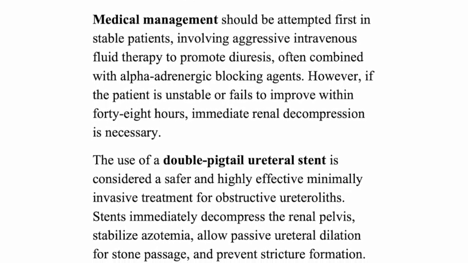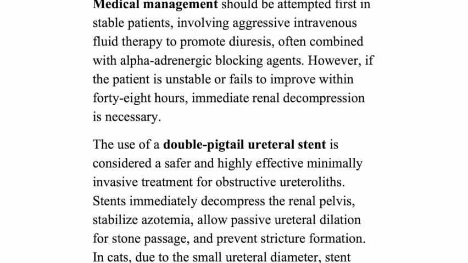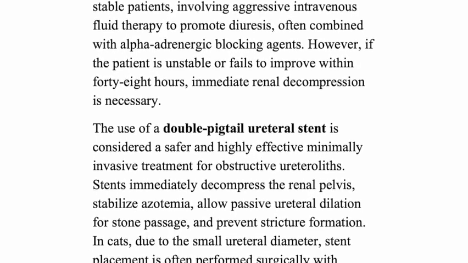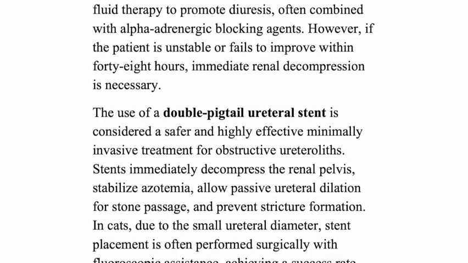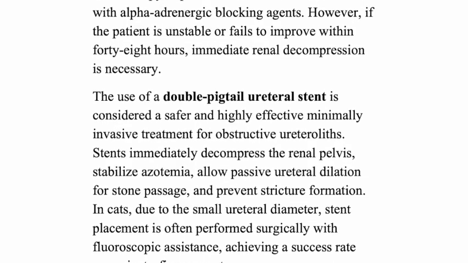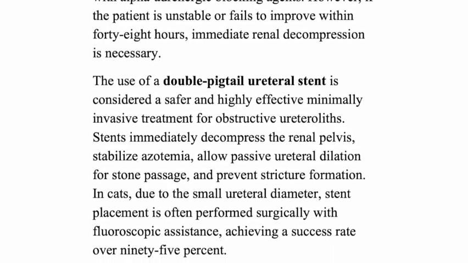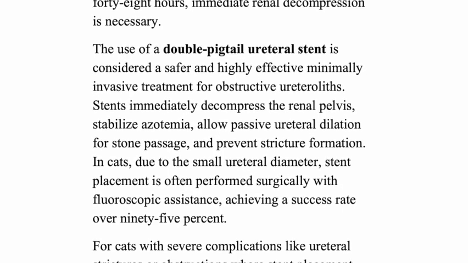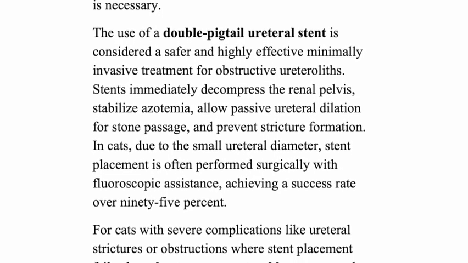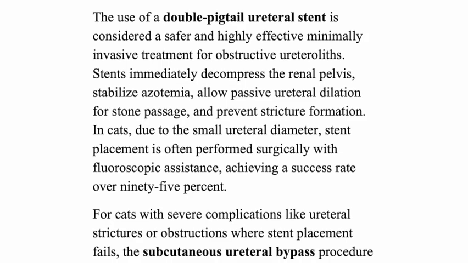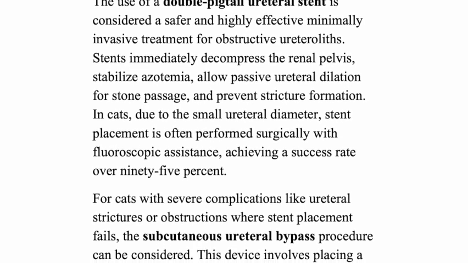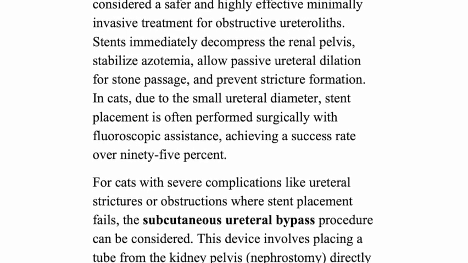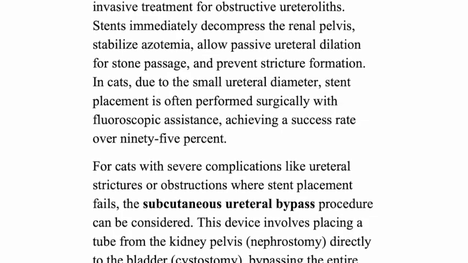The use of a double pigtail ureteral stent is considered a safer and highly effective minimally invasive treatment for obstructive uroliths. Stents immediately decompress the renal pelvis, stabilize azotemia, allow passive ureteral dilation for stone passage, and prevent stricture formation. In cats, due to the small ureteral diameter, stent placement is often performed surgically with fluoroscopic assistance, achieving a success rate over 95%.